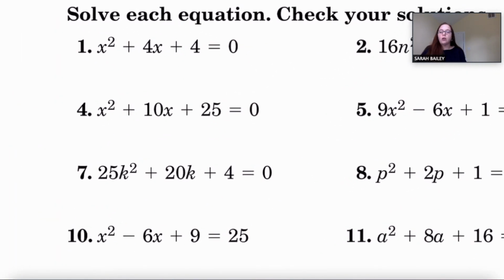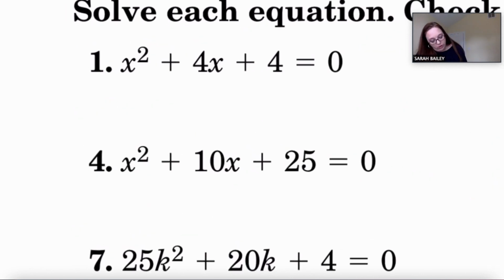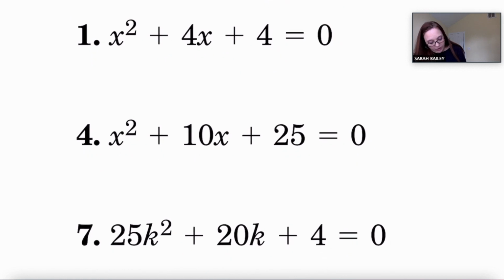So let's just jump right in here. Let's look at number 1, x squared plus 4x plus 4. That is actually one of those perfect square trinomials. So it becomes x plus 2 times x plus 2, or x plus 2 quantity squared. All right, so when I solve this, if I take the square root of both sides, that leaves me with x plus 2 equals plus or minus the square root of 0.